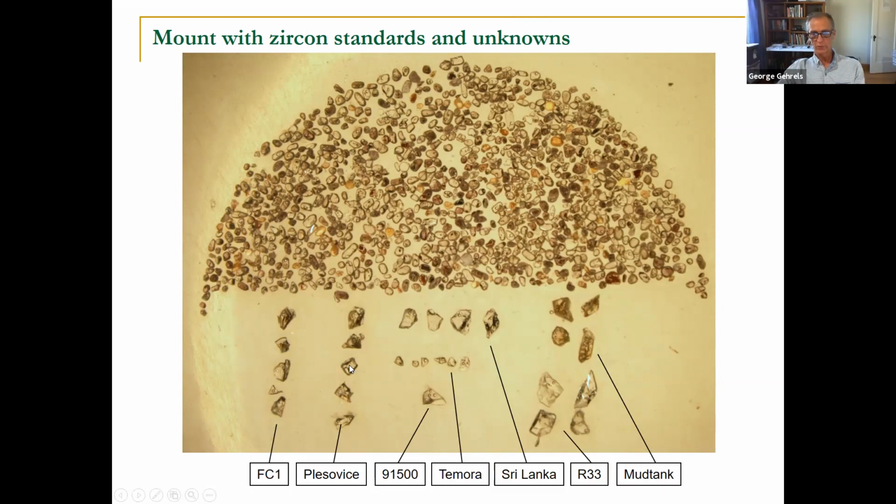FC1, you know about that, Plešovice, 337 Ma, 91500, kind of a classic standard for isotope geochemistry. All of these are different standards that have been calibrated for hafnium. And you want to put them all on. You want to have them on the same mount that your unknowns are on, to make sure that the calibrations you're using apply not just to the standard mount, but also to the unknowns.